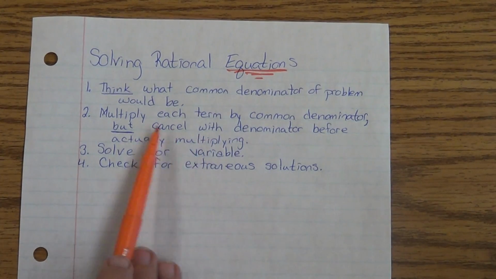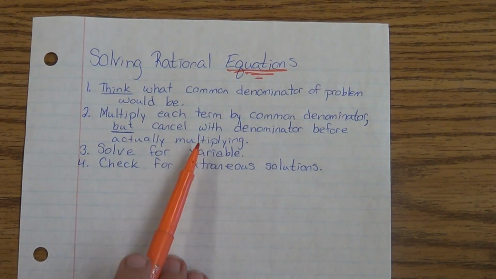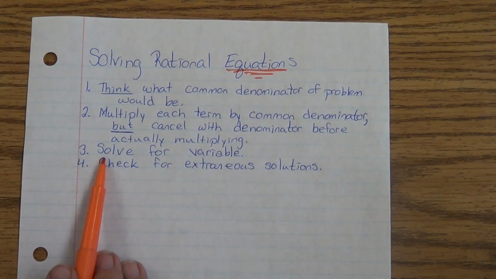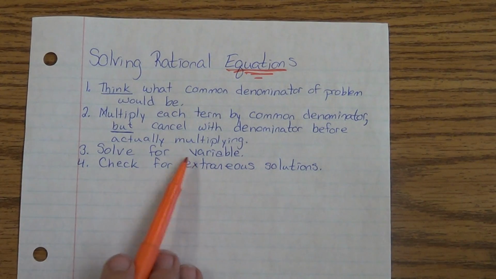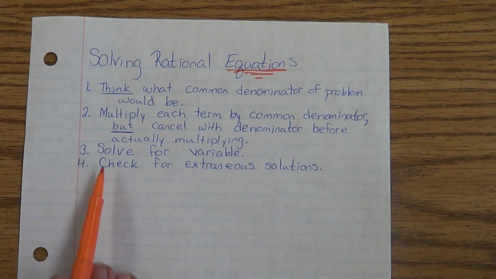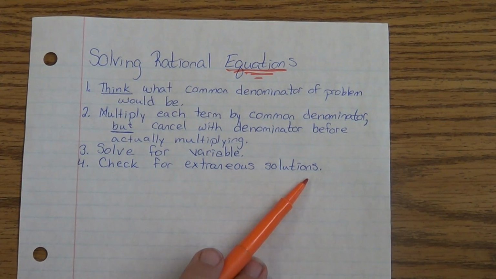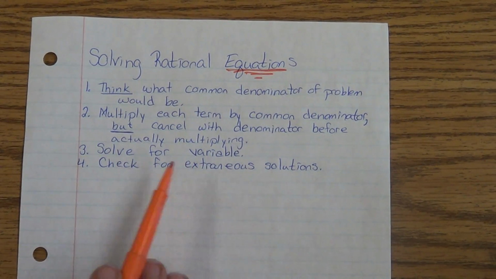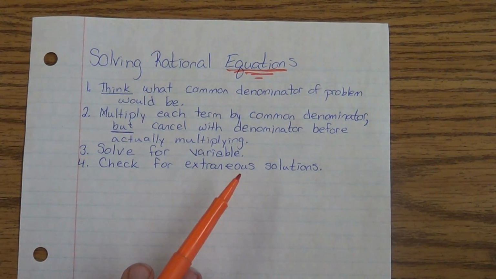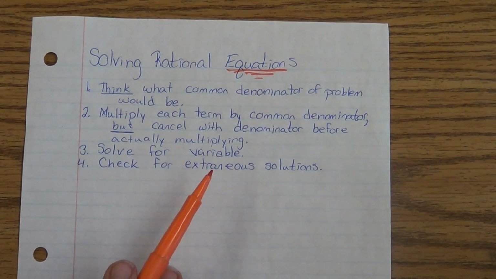Once you do this, this is called clearing the denominators. There's not going to be any more denominators if you've made the correct common denominator. So at that point, we're just going to have a normal equation that we know how to solve. So then we're just going to solve for the variable. And last but not least, we're going to check for extraneous solutions. Where do those come from? Those restrictions we spent so much time learning about when we were doing expressions.